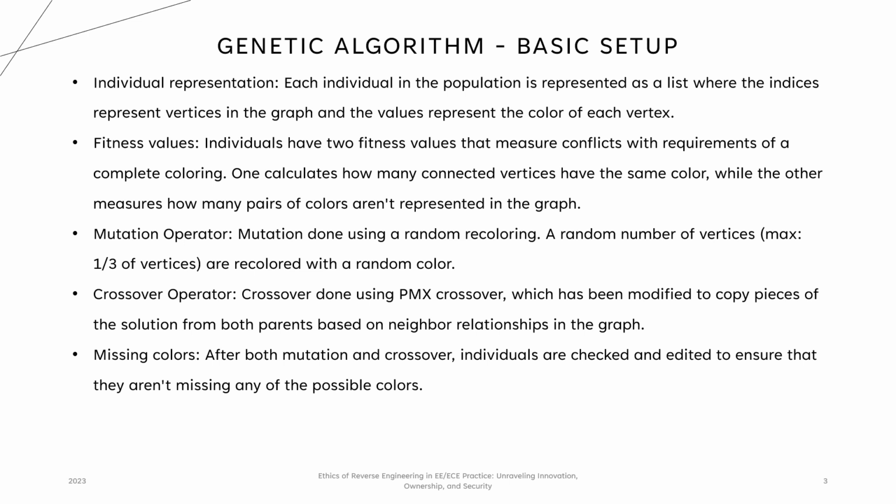And then finally, with missing colors, after any mutation or crossover, individuals are checked, and if they are missing any of the possible colors, they're edited to reinsert those colors. And this is just to make sure that every individual is valid for that number of colors. And so no individuals in the population are wasted testing for a lower number of colors than we need to be testing for.